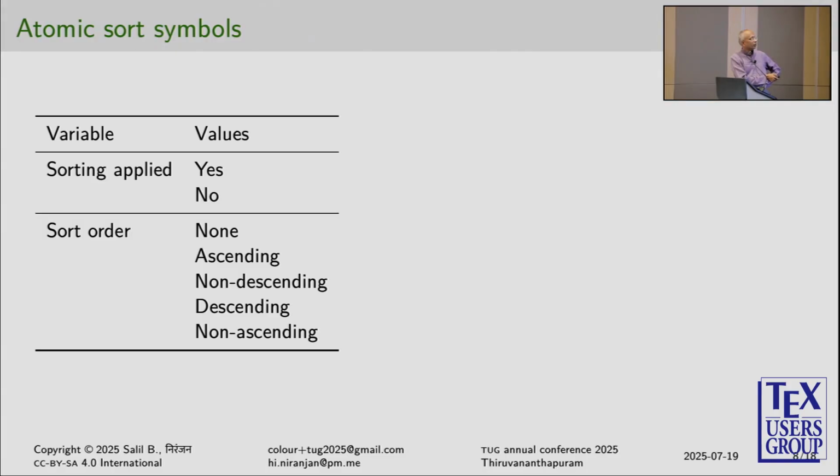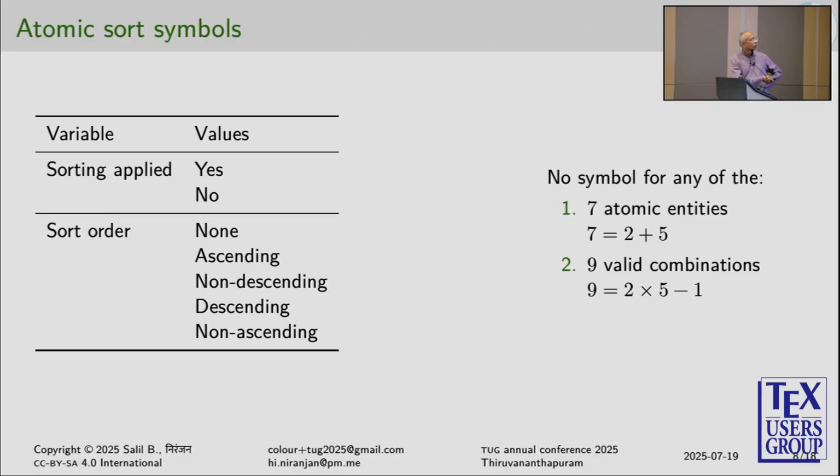So if we do not sort, obviously the sort order could be none. There is no sort order. If we sort, it could be ascending or descending or non-descending, and non-ascending. We'll shortly see the symbols for this. But there is no symbol for any of these atomic entities, 7 atomic entities, 1, 2, and these 5. And there is no symbol for any of the 9 combinations. 10 into 5 would be 10, but one of the combinations is invalid, and we'll see why.